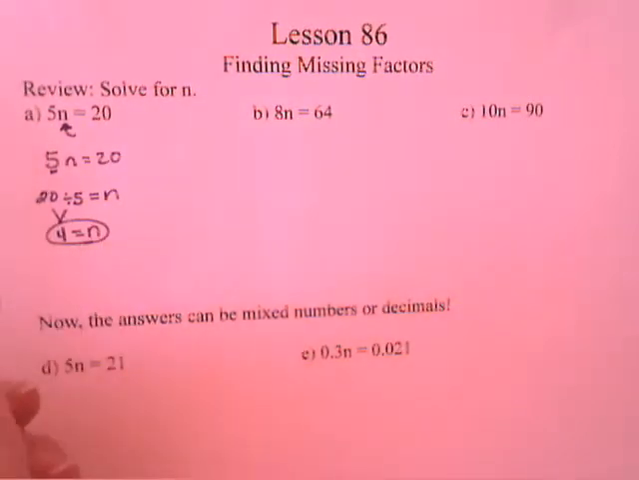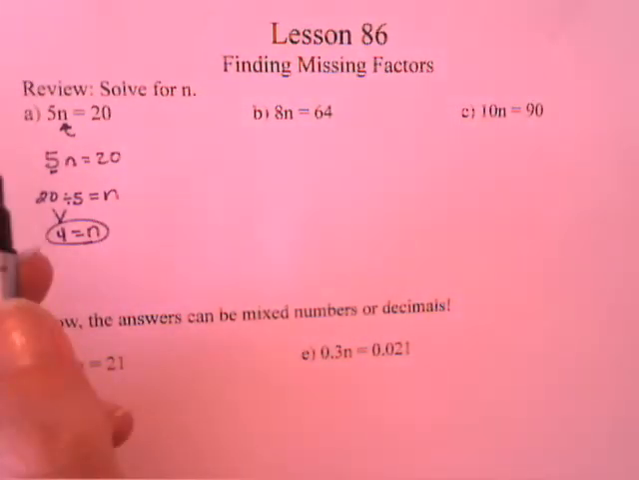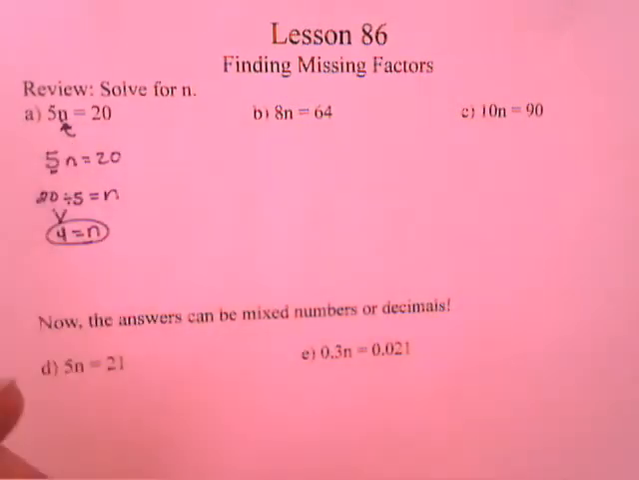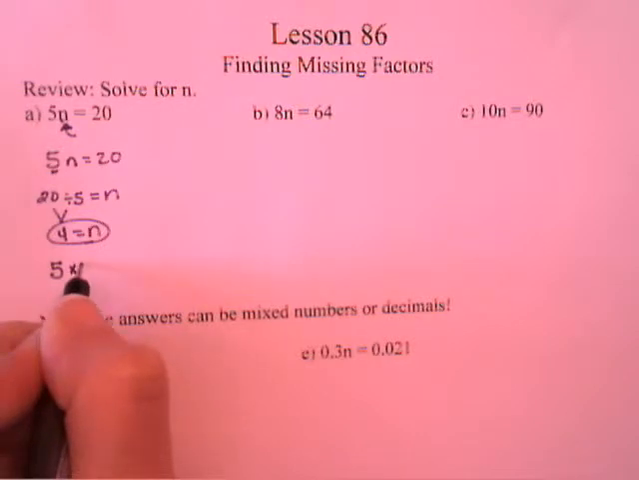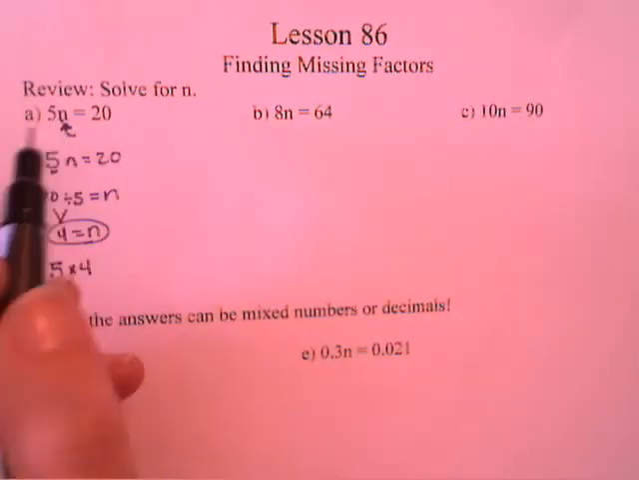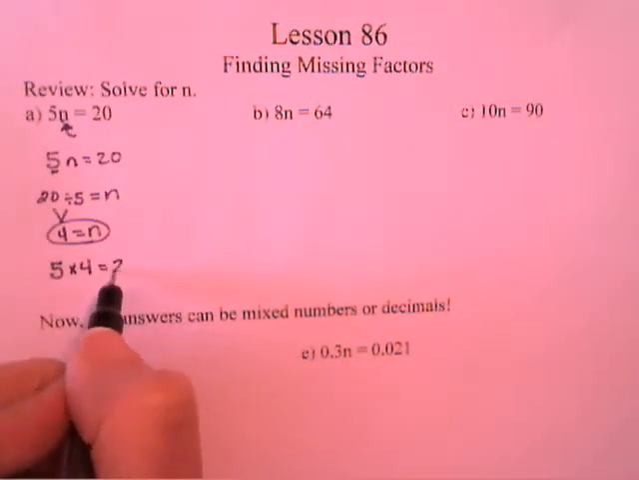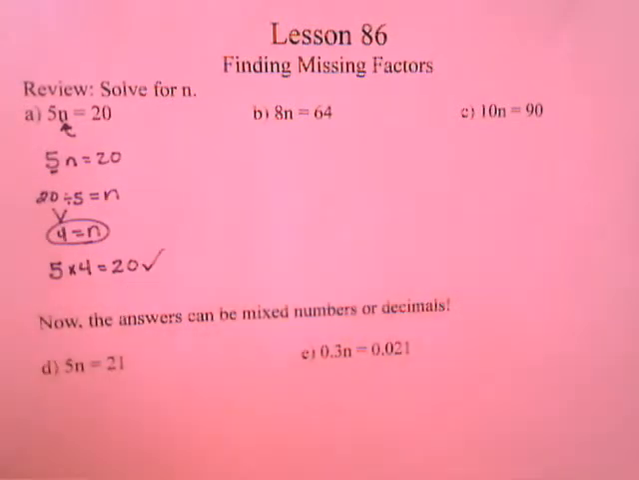So n equals 4. Now let's make sure that makes sense to us by plugging it back into the original problem. If n equals 4, that means 5 times 4, because that's my n, equals hopefully 20. And guess what? It worked, so we were right.